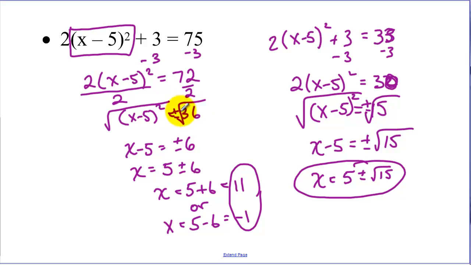If this is a perfect square, then we want to go ahead and reduce it so that we can see the two individual solutions.